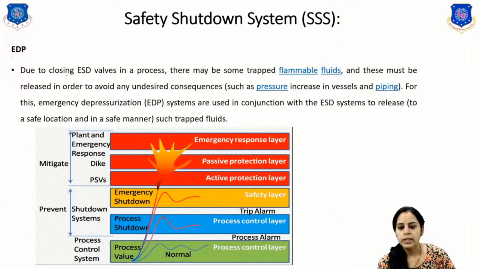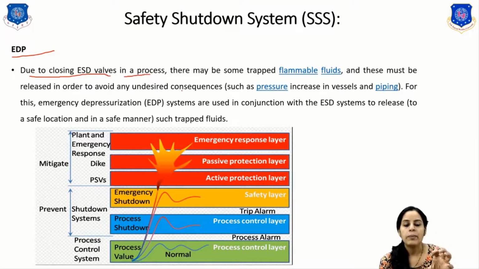Now we discuss the EDP. It means that due to the closing of an ESD valve in a process, there may be some trapped flammable fluids, and there must be a release in order to avoid any undesired consequences, such as a pressure increase in a vessel or in a piping, right? So the emergency depressurization system is used in conjunction with the ESD system to release such trapped fluid to a safe location in a safe manner, right?